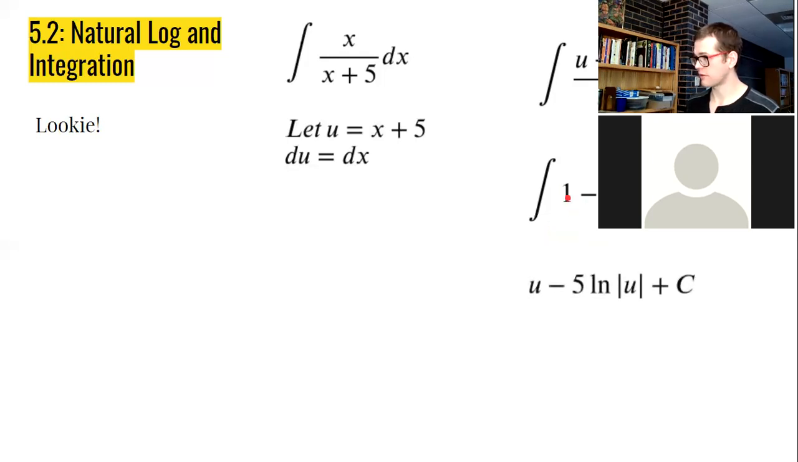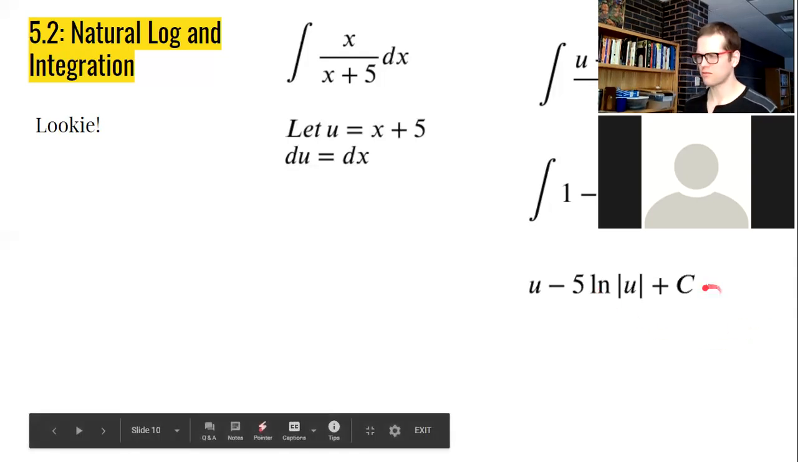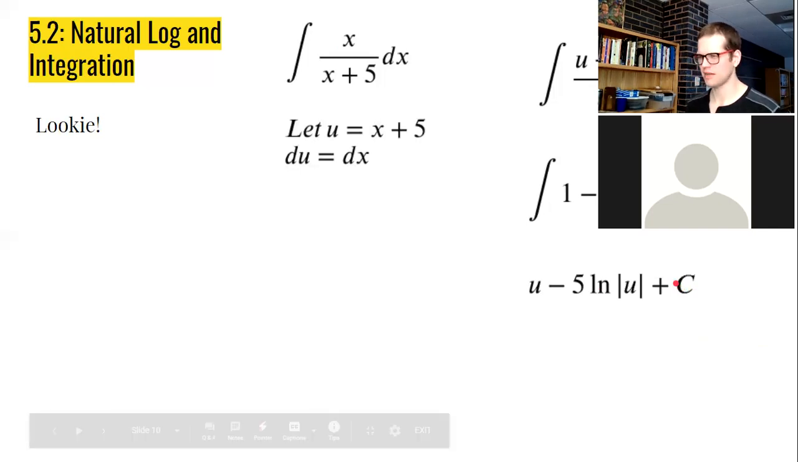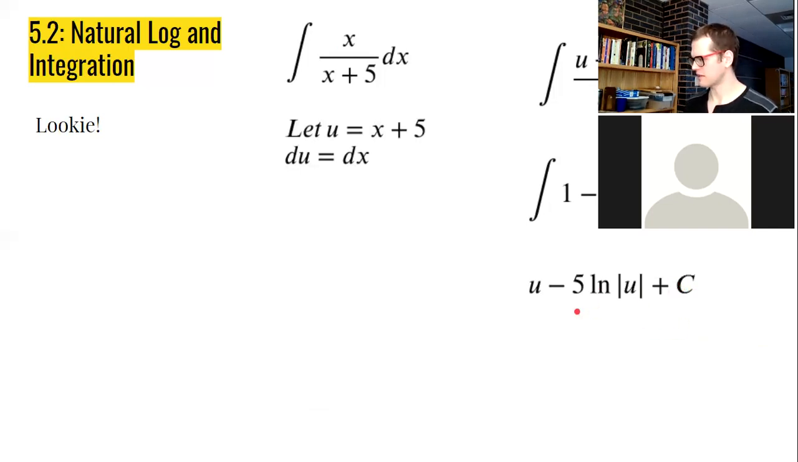So if the antiderivative of 1 with respect to u is u, the antiderivative of this one would be 5 times the natural log of the absolute value of u plus c. Always plus c.